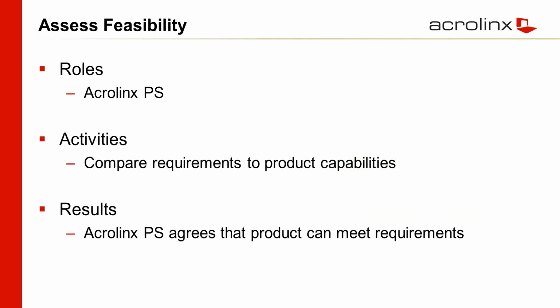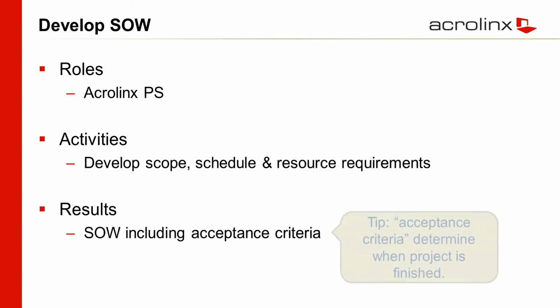So the next step is Acrolinx Professional Services team assesses feasibility. And the result of that is that they agree that either the product can meet the requirements or perhaps they come back and say you have some requirements that you need to modify if you want to have a successful implementation. And then there's a statement of work that lays out for you the scope, the schedule, and the costs, and in particular, the acceptance criteria.